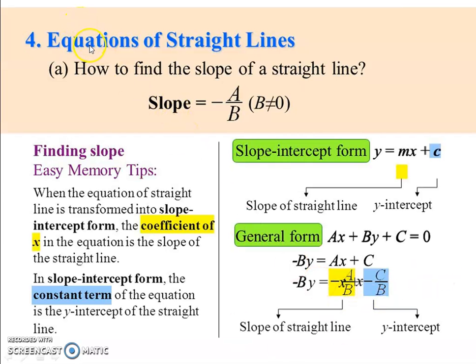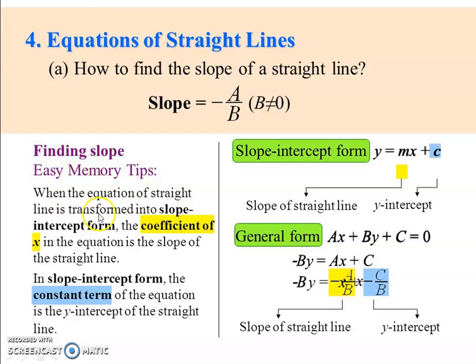In this slide, what is the given? Yes, let us check. Equation of straight line. How to find the slope of a straight line? Slope is equal to minus a upon b, b not equal to 0. That's very important. Finding the slope, easy memory tips.